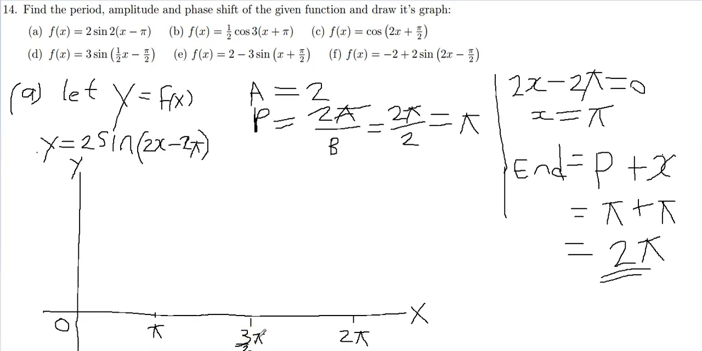And then the midpoint of 3 over 2 pi and 2 pi, you add the 2 and divide, and you get 7 over 4 pi. So the midpoint of 3 over 2 pi and 2 pi, you're going to get 7 over 4 pi.